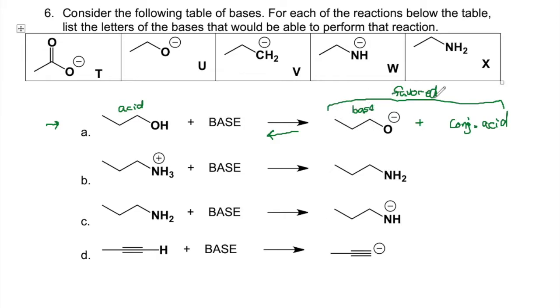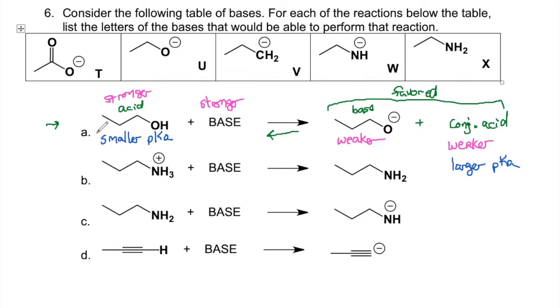And if you remember, the favored side is the one where we have the weaker acid and base. So we want this to be the stronger acid and the stronger base, and this side to be the weaker base and the weaker acid. And that means that this conjugate acid is going to have a larger pKa because we want it to be a weaker acid, and the acid that we are trying to deprotonate has to have a smaller pKa. So when you're trying to pick a base that's going to deprotonate what you want to deprotonate, you need to pick a base whose conjugate acid has a larger pKa than the thing you're trying to react with.